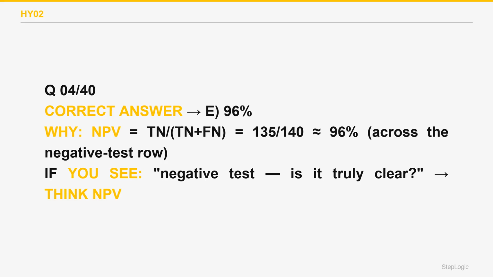The value 75% is the positive predictive value, the mirror measure for positive tests, not negative ones. Choice A wrong. The 90% is a sensitivity-specificity figure read down the disease columns rather than across the negative test row. Choice B wrong. True negatives over all negatives gives an NPV of about 96%.